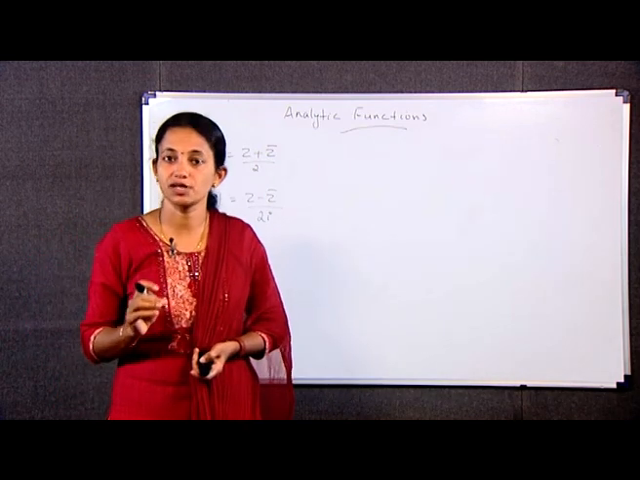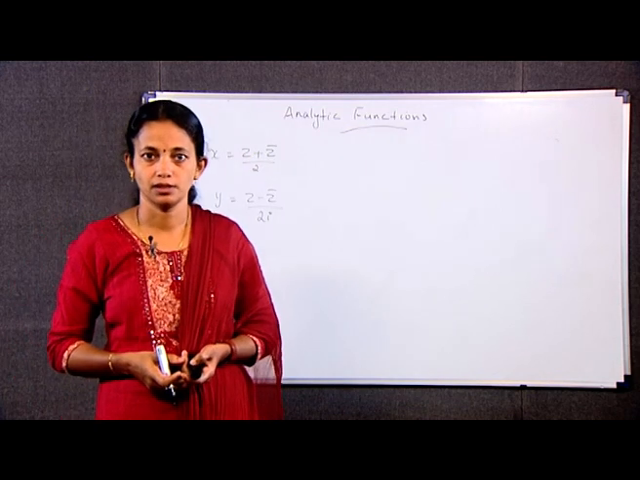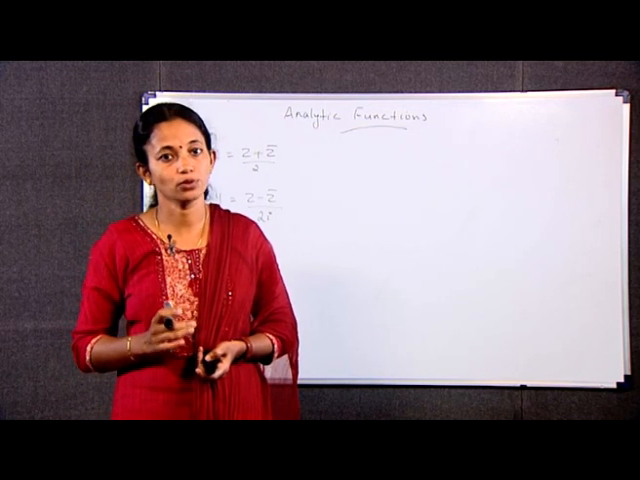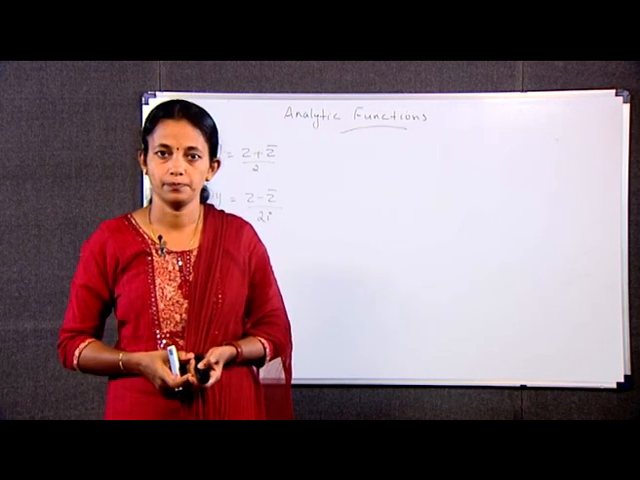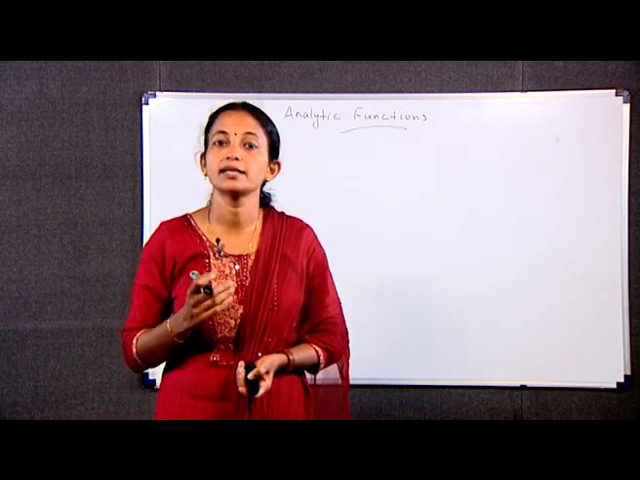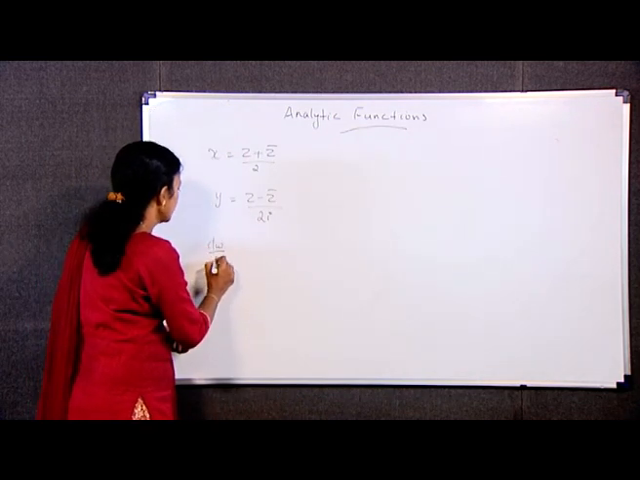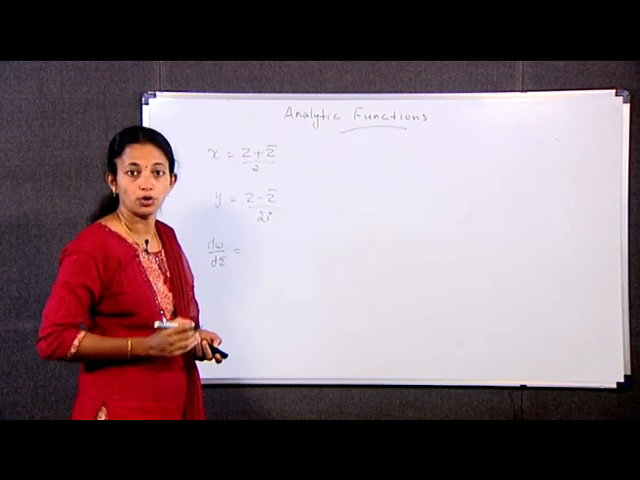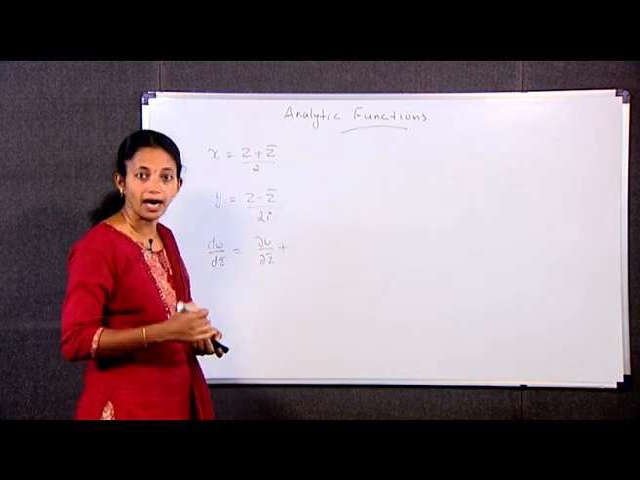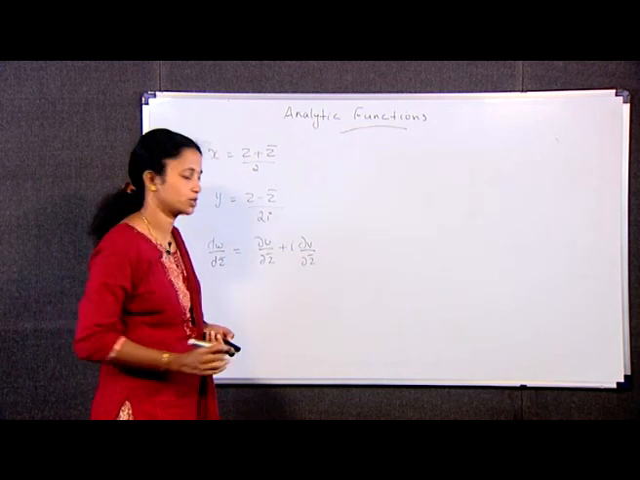Regarding x and y as functions of the two variables z and z̄, we have the following partial derivatives. That is, ∂x/∂z̄ is equal to 1/2 and ∂y/∂z̄ is equal to minus 1/(2i). Now, differentiating the first equation with respect to z̄, we have dw/dz̄ is equal to ∂u/∂z̄ plus i into ∂v/∂z̄. Equation number 2.